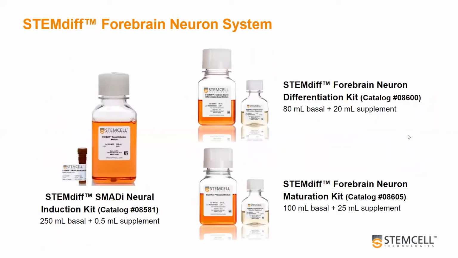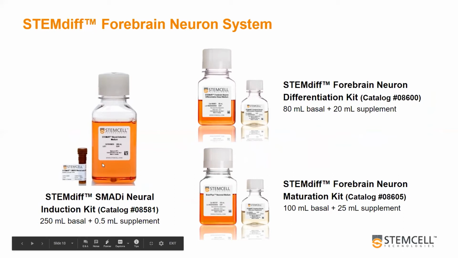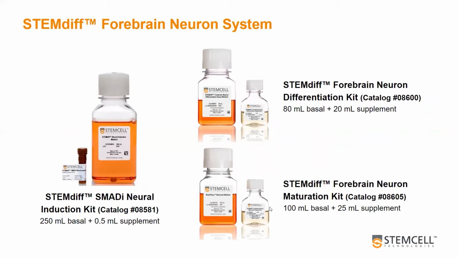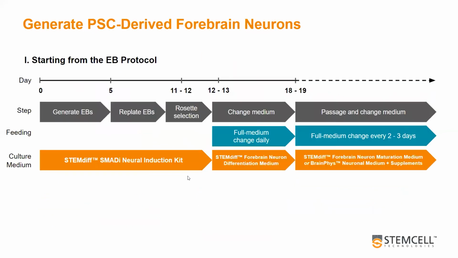Okay, first, this is our STEMdiff forebrain neuron system. As I mentioned before, this system includes neural induction kit, forebrain neuron differentiation, and maturation kits. It's really easy to prepare the medium as each kit only has one basal medium and one supplement. To generate forebrain type neurons, you can start from either EB protocol or monolayer protocol. The process is very straightforward as shown here in this diagram.